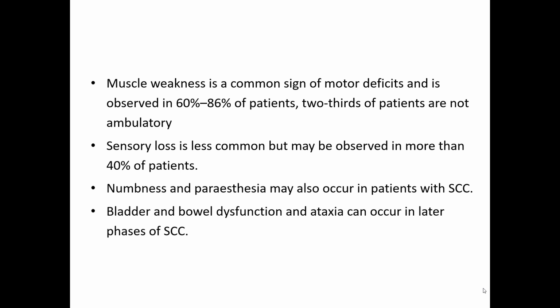By the time the patient comes to you, two-thirds of them are not ambulatory. Sensory loss is less common, but may be observed in more than 40% of patients. Numbness and paresthesia may also occur in patients with spinal cord compression. Bladder and bowel dysfunction and ataxia can occur later, although I have seen some of these patients whose first presentation is bladder dysfunction, irritation of the bladder, or sometimes inability to eat.